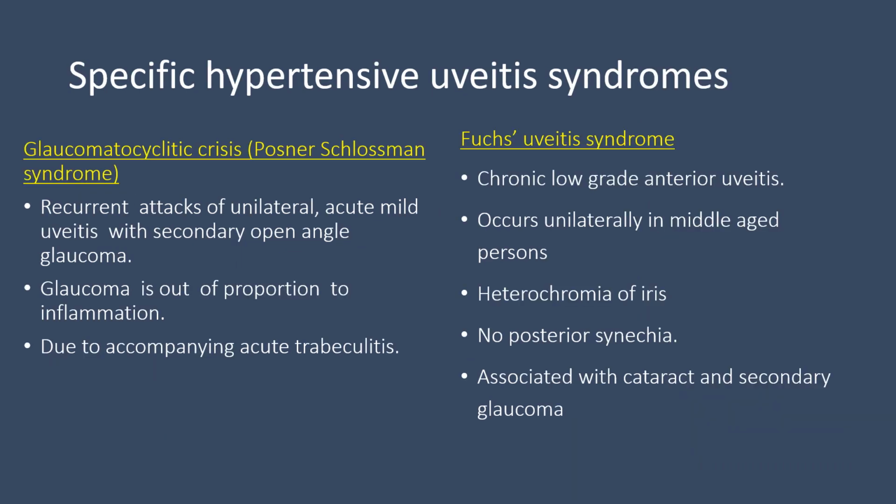Then we have specific hypertensive uveitis syndrome, under which one is Posner-Schlossman syndrome, which is recurrent attacks of unilateral acute mild uveitis with secondary open angle glaucoma. The glaucoma occurs because of acute trabeculitis and is generally out of proportion to the inflammation. And then there is Fuchs uveitic syndrome, which is a chronic low-grade anterior uveitis, which is unilateral and occurs in middle-aged people. It is associated with heterochromia of the iris. There is no posterior synechiae. It is generally associated with complications like cataract and secondary glaucoma.